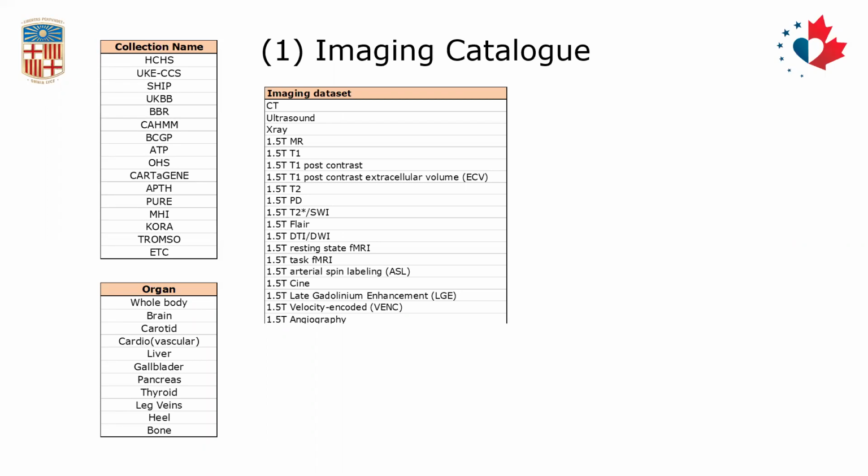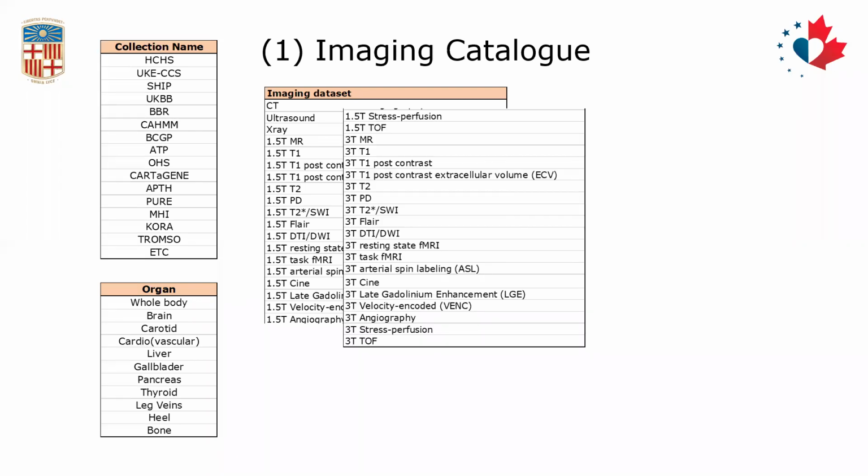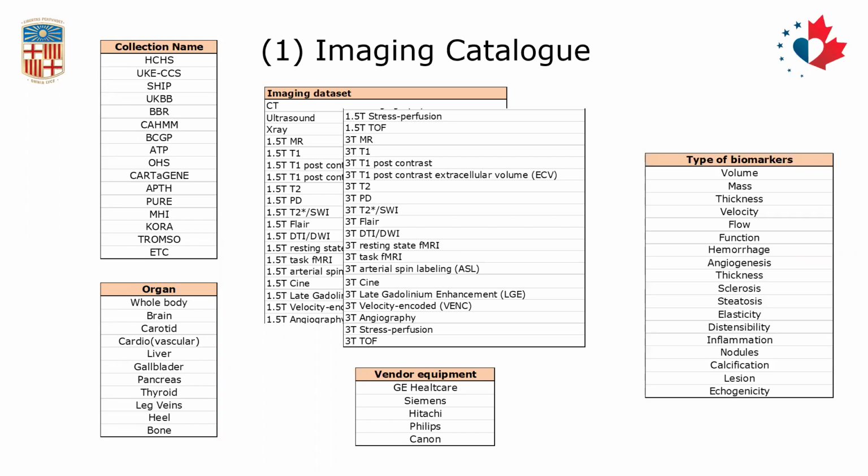Then we realized that there is a large variety of imaging sequences. So this is also important to be able to search per image sequence, because for certain clinical questions, there is a need for a given imaging protocol. For example, 3T FLAIR, for example, or 3T CINE, etc. We also realized that there is large variability of vendor equipment, which could also be used as a search criterion, and then biomarkers.